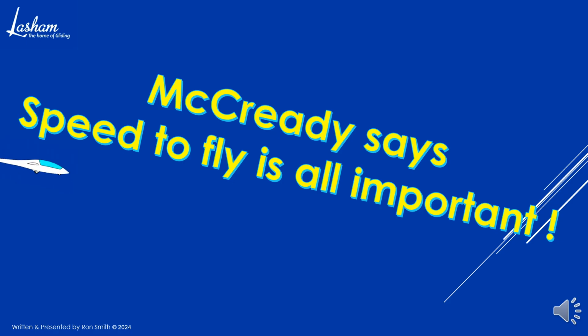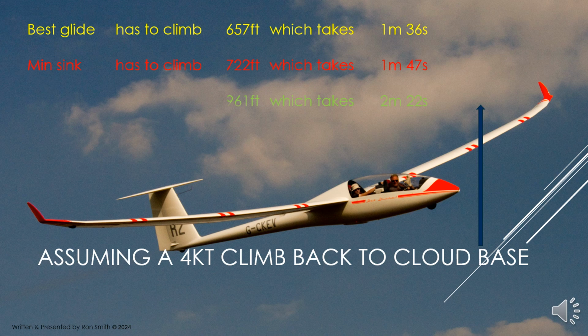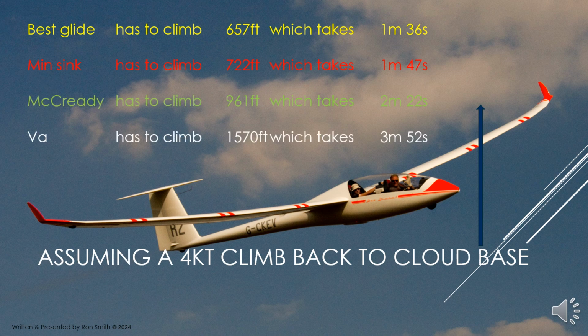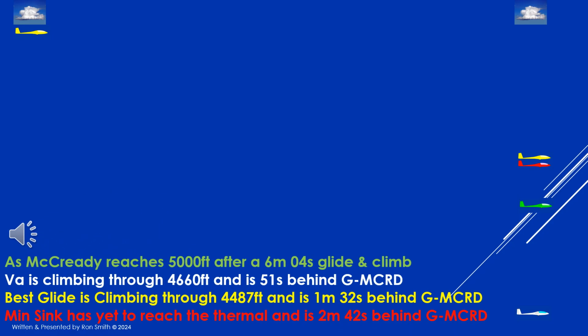As you've just seen, McCready is not the first glider to reach the thermal. However, it arrives much higher and before minimum sink or best glide. Comparing the time taken to climb from B to C, the lowest glider takes an extra 2 minutes and 16 seconds to climb the difference. Overall, A to C, there is 2 minutes 42 seconds difference between the slowest and fastest glider.